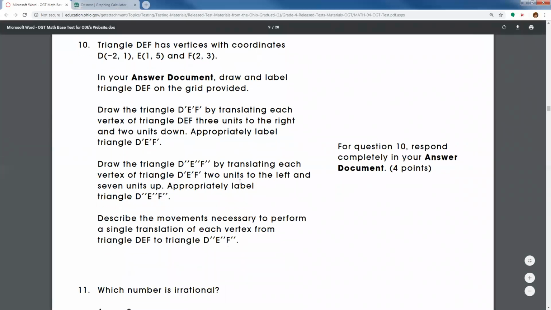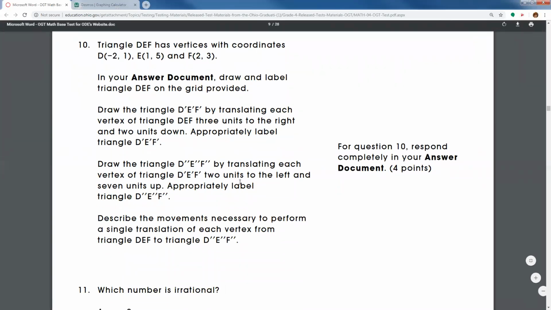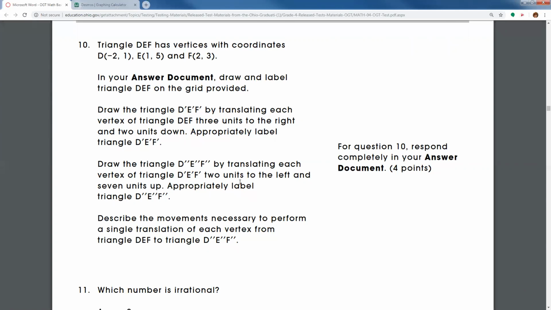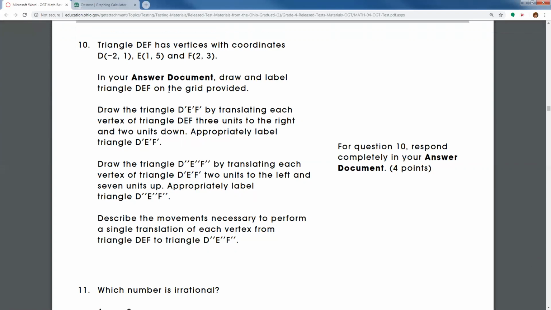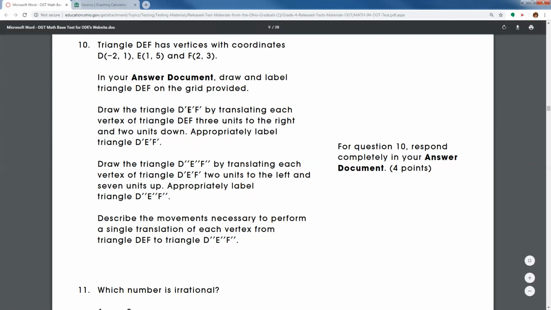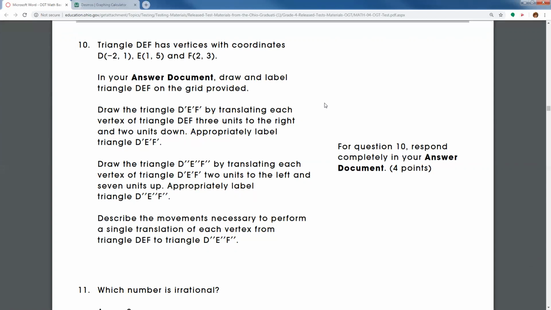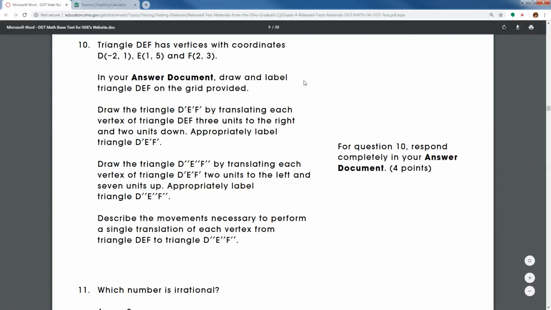Okay, so another free response type question. Triangle DEF has vertices with coordinates (-2, 1), (1, 5), and (2, 3). Draw and label triangle DEF on the grid provided. And then draw a new triangle by translating each vertex. Okay, there's a lot to this question, so we're going to take it one at a time.